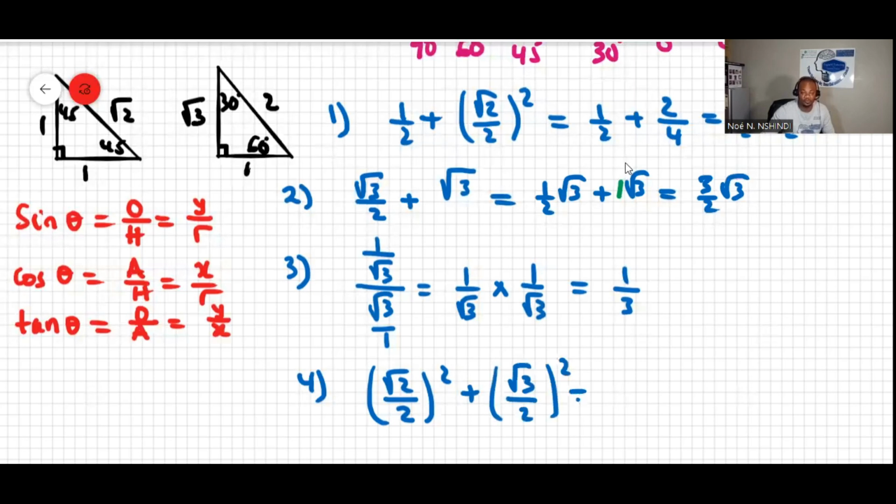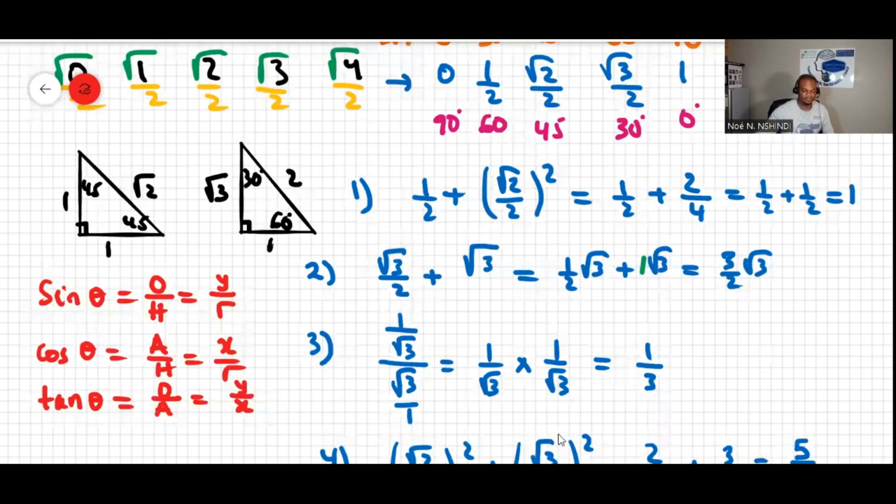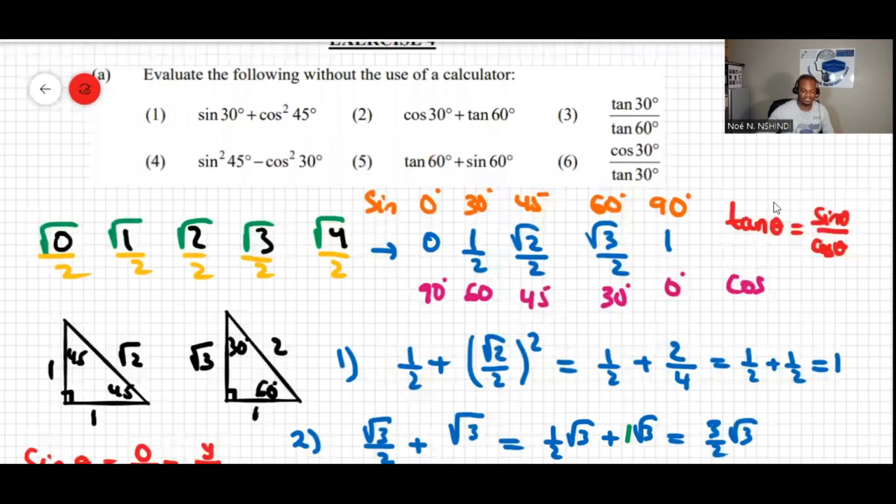Now, the power of 2 cancels the root, that makes 2 over 4, because this power is for the root 2 and also for the 2. Same also here, it's going to be plus 3 over 4. Now that the denominator is common, we will add the numerators, that makes 5 over 4. Now, the last question is tan 60 plus sine 60 degrees.